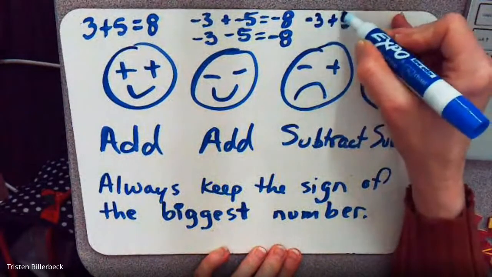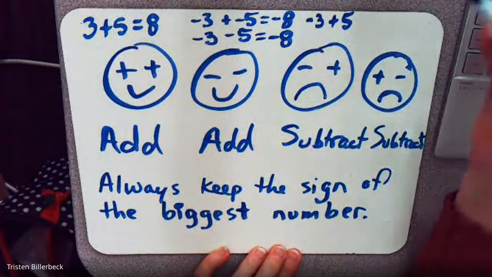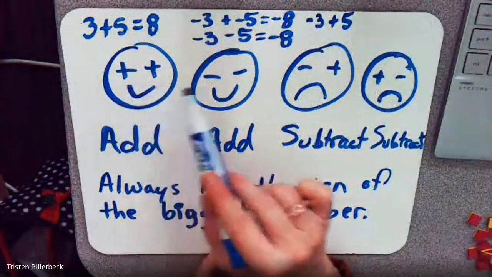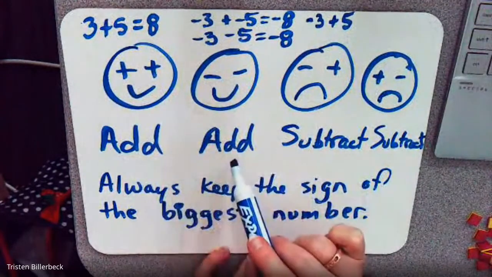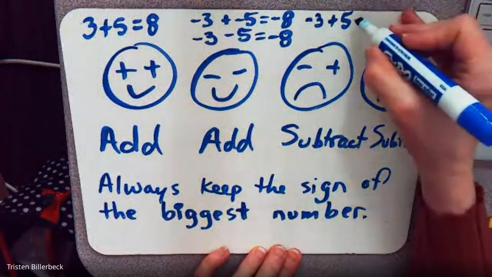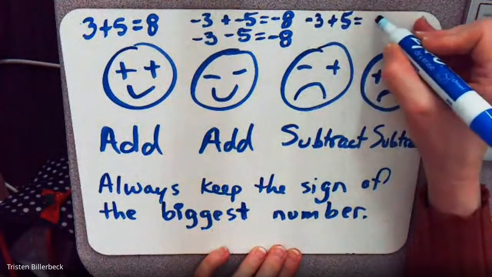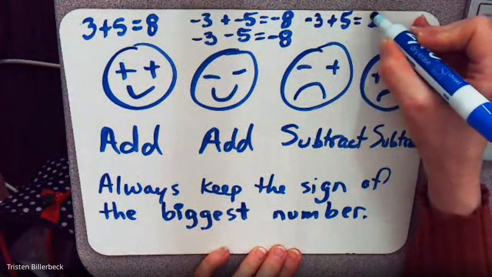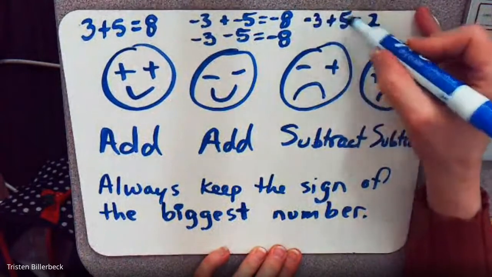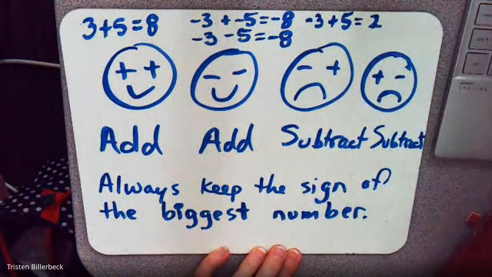Okay, so what if we had negative 3 plus 5? Well, they're different signs, so we take the difference. So same sign sum or add, different signs take the difference. So we're going to subtract this. 5 minus 3 is 2, and the bigger number of 3 and 5 is 5, and it has a positive sign, so that's a positive 2.